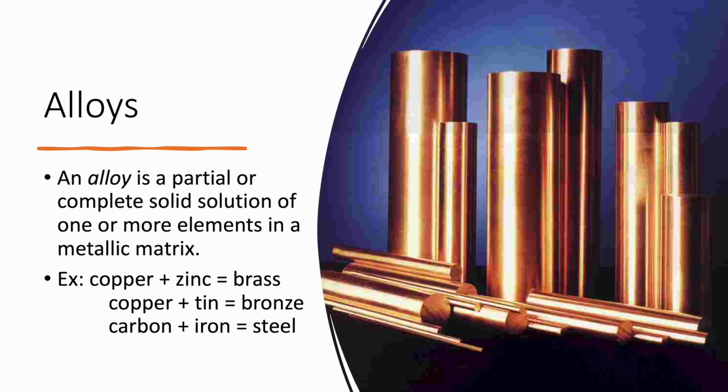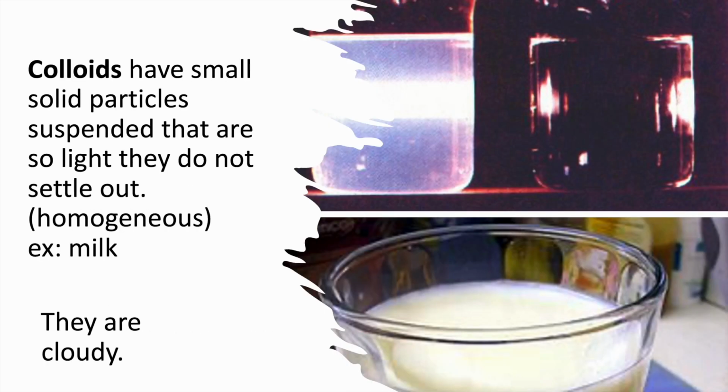An alloy is a partial or complete solid solution of one or more elements in a metallic matrix. In other words, think about it this way. Metal is a solid at room temperature, but at some point, it's not a solid anymore. So it would be a solution. It would be liquid, but we experience them as solids. So alloys are a mix of metals, and they are a solid solution. Copper and zinc make brass, copper and tin make bronze, and carbon and iron make steel.